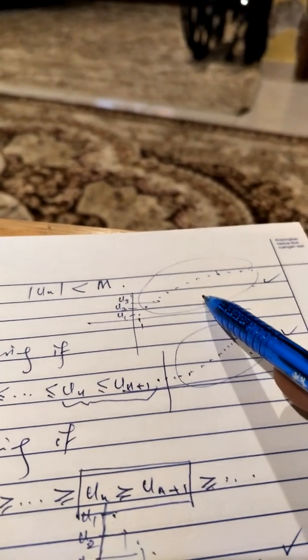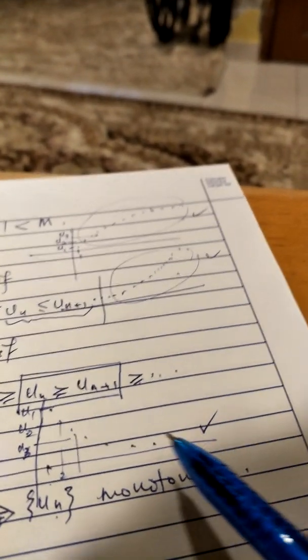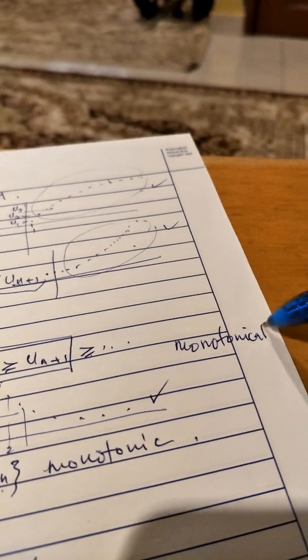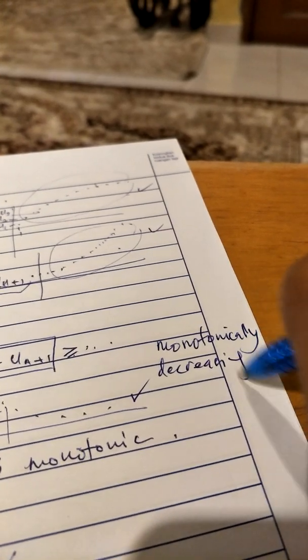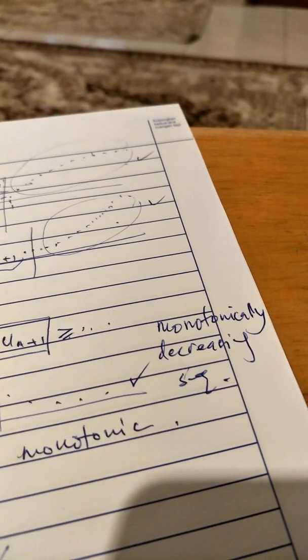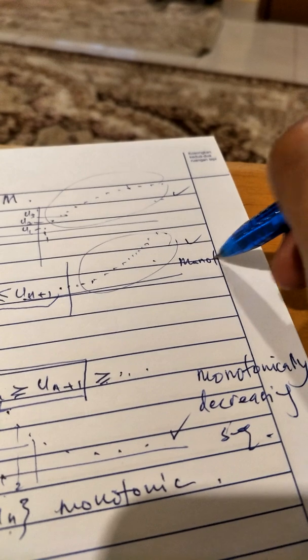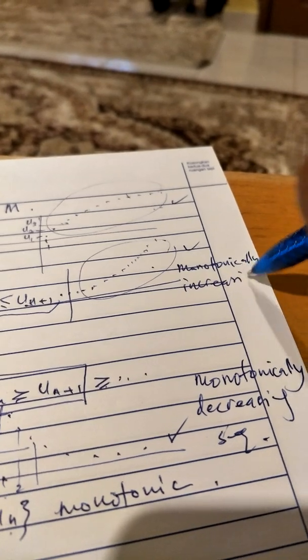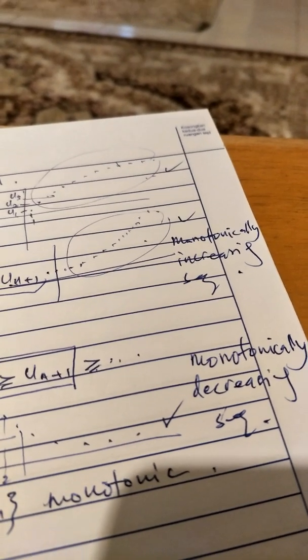For this case, we have a monotonically increasing sequence. For this one, we say monotonically decreasing sequence. I can write this here: monotonically decreasing sequence. For this case, monotonically increasing sequence.